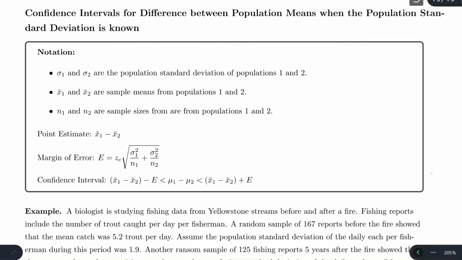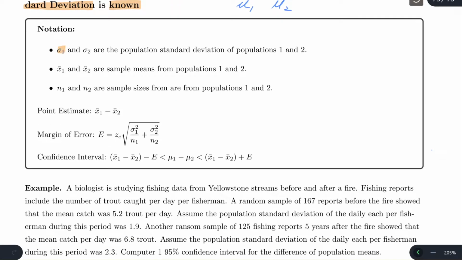So first, let's look at finding a confidence interval for the difference between population means. So we're dealing with mean 1 and mean 2, two population means. When, very important, when population standard deviations are known, since we have two of them. Okay, so notation: sigma 1 and sigma 2 are population standard deviations from population 1 and 2. x bar 1 is sample mean 1, x bar 2 is sample mean 2. And n1, n2 are the sample sizes for the corresponding populations 1 and 2.